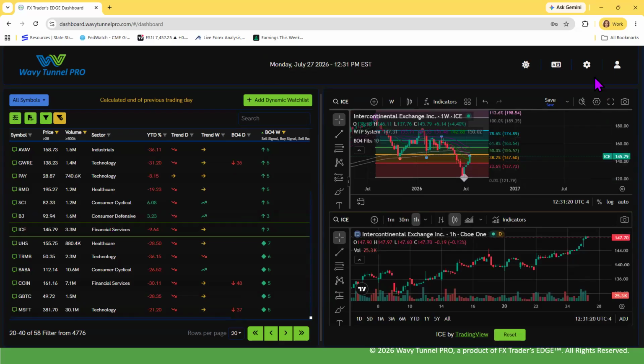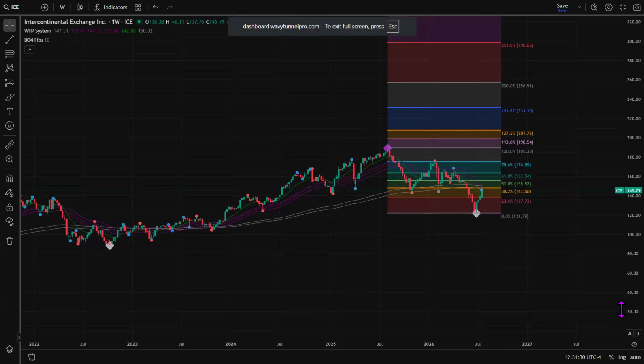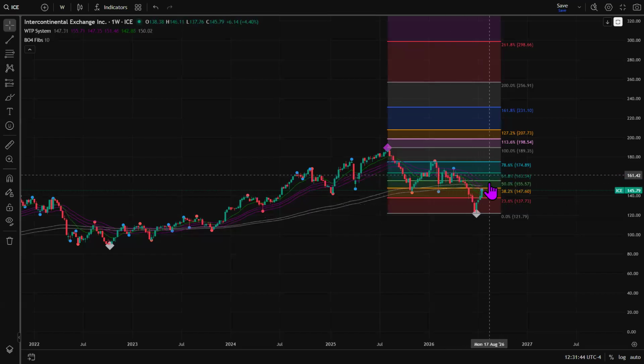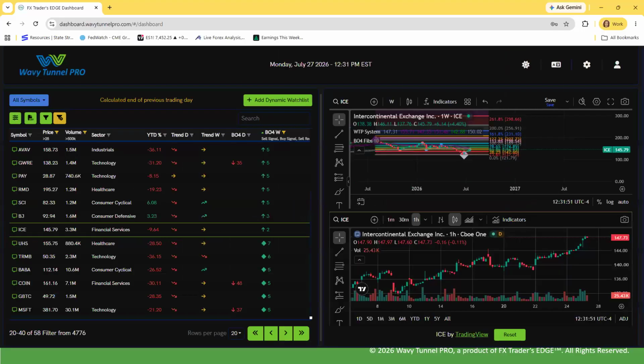Intercontinental Exchange, we're trading at 147, so it's up also a couple dollars. This is a nice uptrend and a nice three-wave move down. It's a very nice one. And as we head higher through these Fibonacci levels, that's what we want to see for momentum for any stock. Let's stick this on the watch list.